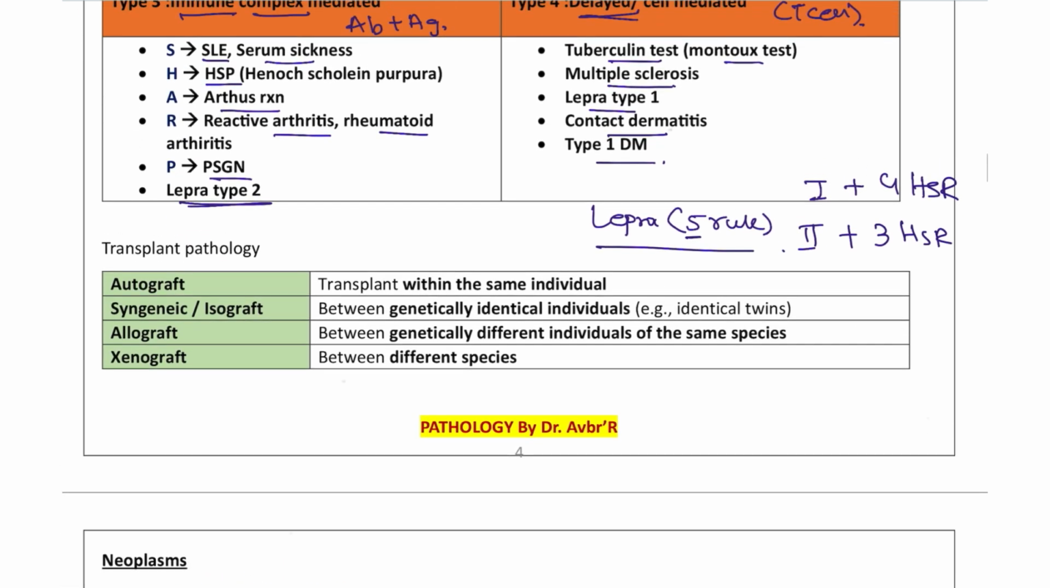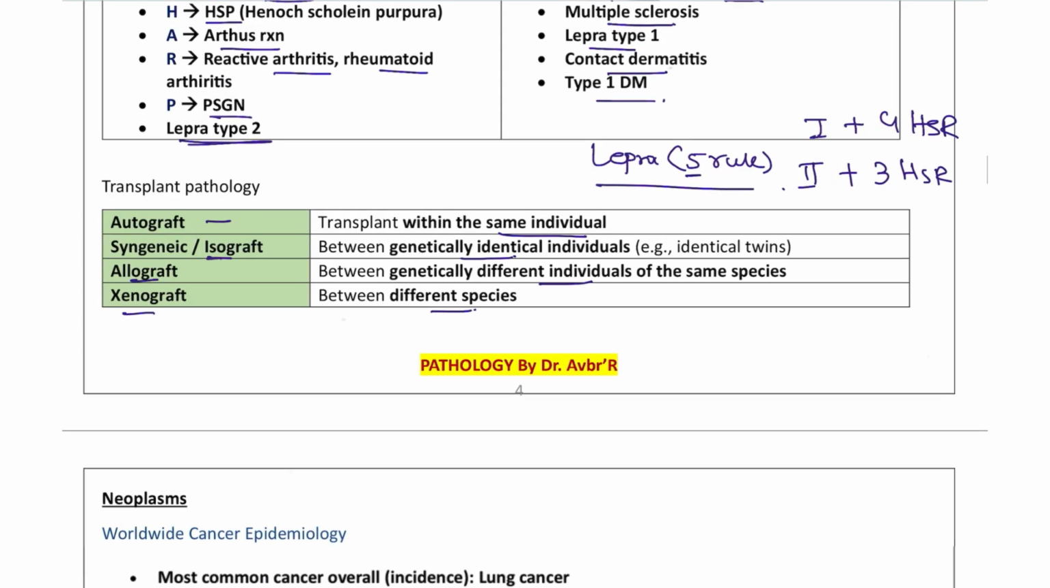Next, transplant pathology. The transplant that we commonly use is the autograft, most commonly. Same individual. Like if you have a skin injury, we are going to get it from another site, right? Epidermal split that we are going to get. Isograft, genetically identical twins. Allograft, from different individuals. Xenograft is a different species.